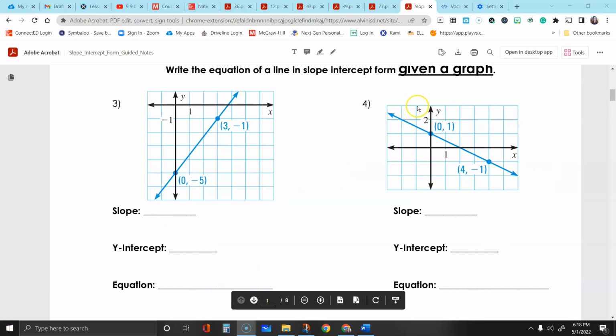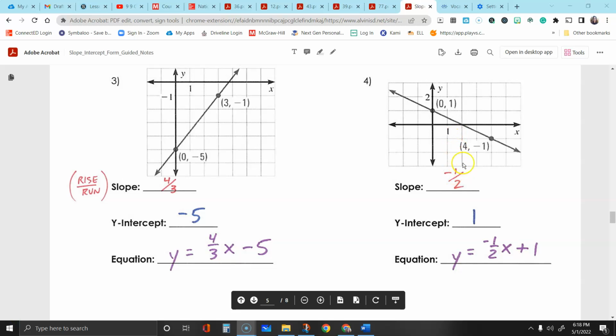Go ahead and solve number 4. Pause the video and solve it, and then check your answer. You should have got -1/2. So drop 1 over 2, hit the line. Drop 1 over 2, hit the line. Your y-intercept, it crosses here at 1. So your equation is y equals -1/2 x plus 1.